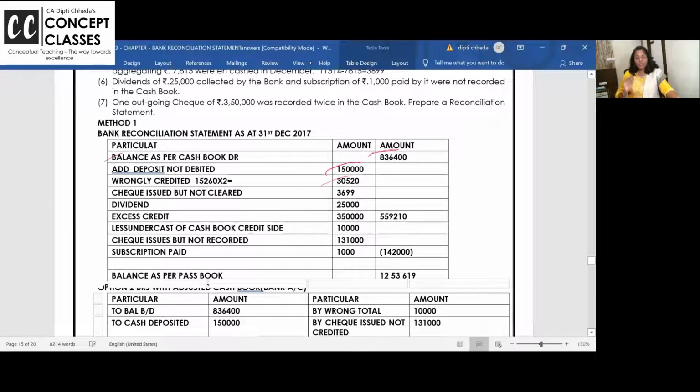Cheque issued. When you issued it, you credited. Timing difference. So now debit. Add. Dividend you have received in the bank but have not recorded, so you record it. This is a debit balance. When the dividend is received, what will happen to the balance? It will increase. Debited. Right?